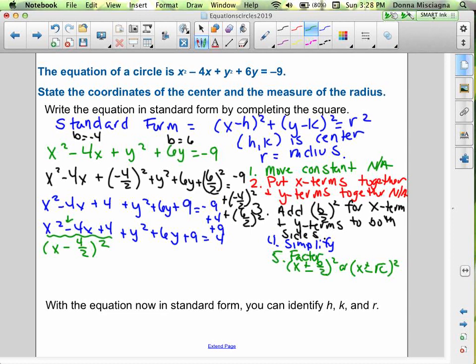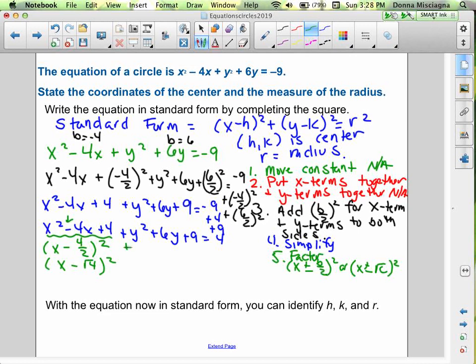Or if you prefer, you can have x minus the square root of c, right? And so b is the negative 4 and c is the 4. So either have negative 4 divided by 2 or have square root of c, square root of 4, right? And there's 2 of them.